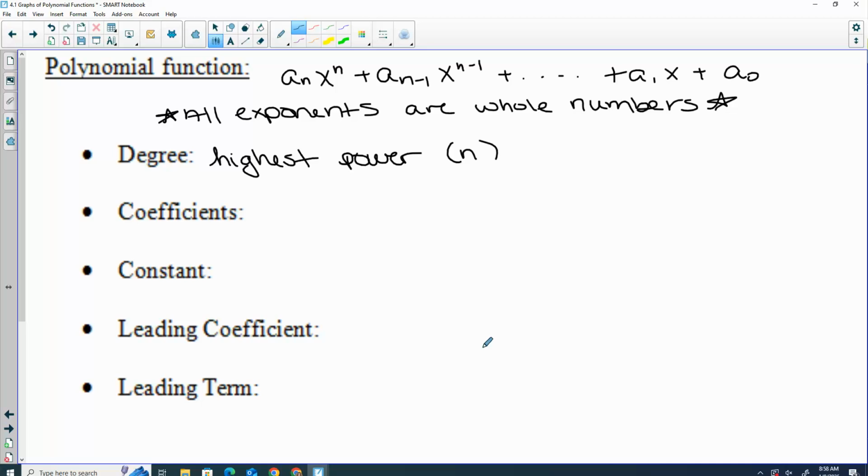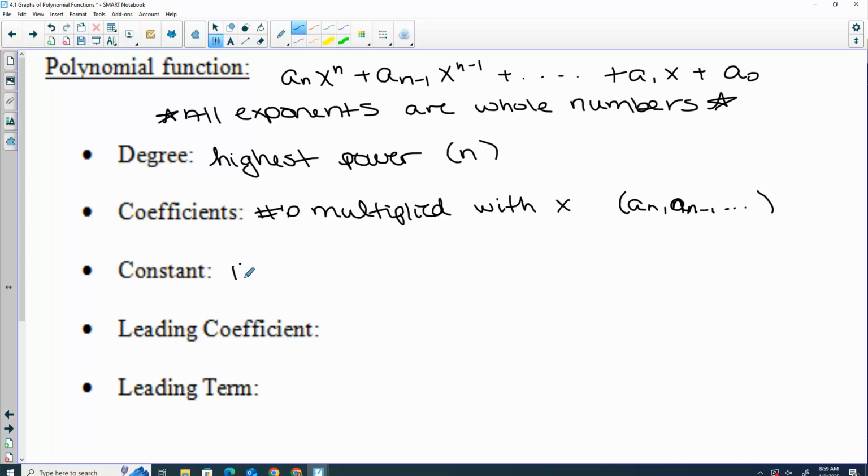What are coefficients? If I said 5x to the third, what's the coefficient? 5. It's the number out in front. So coefficients are just the numbers multiplied with x. So it's all those a's. A sub n, a sub n minus 1, and so forth. Just those numbers out in front.